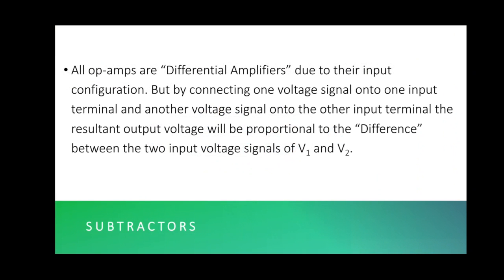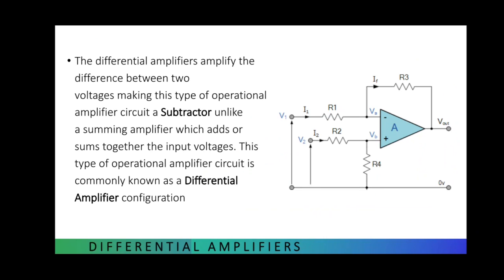Now let's see about subtractors. All operational amplifiers are differential amplifiers due to their input configuration. By connecting one voltage signal onto one input terminal and the other voltage signal onto the other input terminal, the resultant output voltage will be proportional to the difference between the two input voltage signals V1 and V2. Differential amplifiers amplify the difference between two voltages, making this type of operational amplifier circuit a subtractor, unlike a summing amplifier which adds or sums together the input voltages.